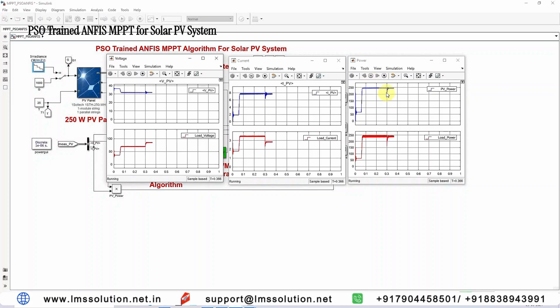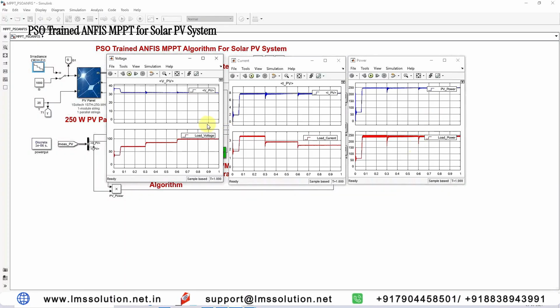After 0.3 second, every 0.3 second load will be added in the system. So you can see that because of adding load, the solar panel is continuously supplying the power at the maximum point. This is the power of the boost converter. This is current of the PV panel, and this is current of the boost converter. This is PV panel voltage, and this is voltage of the boost converter. That means load side: load voltage, load current, and load power, the output of the boost converter.